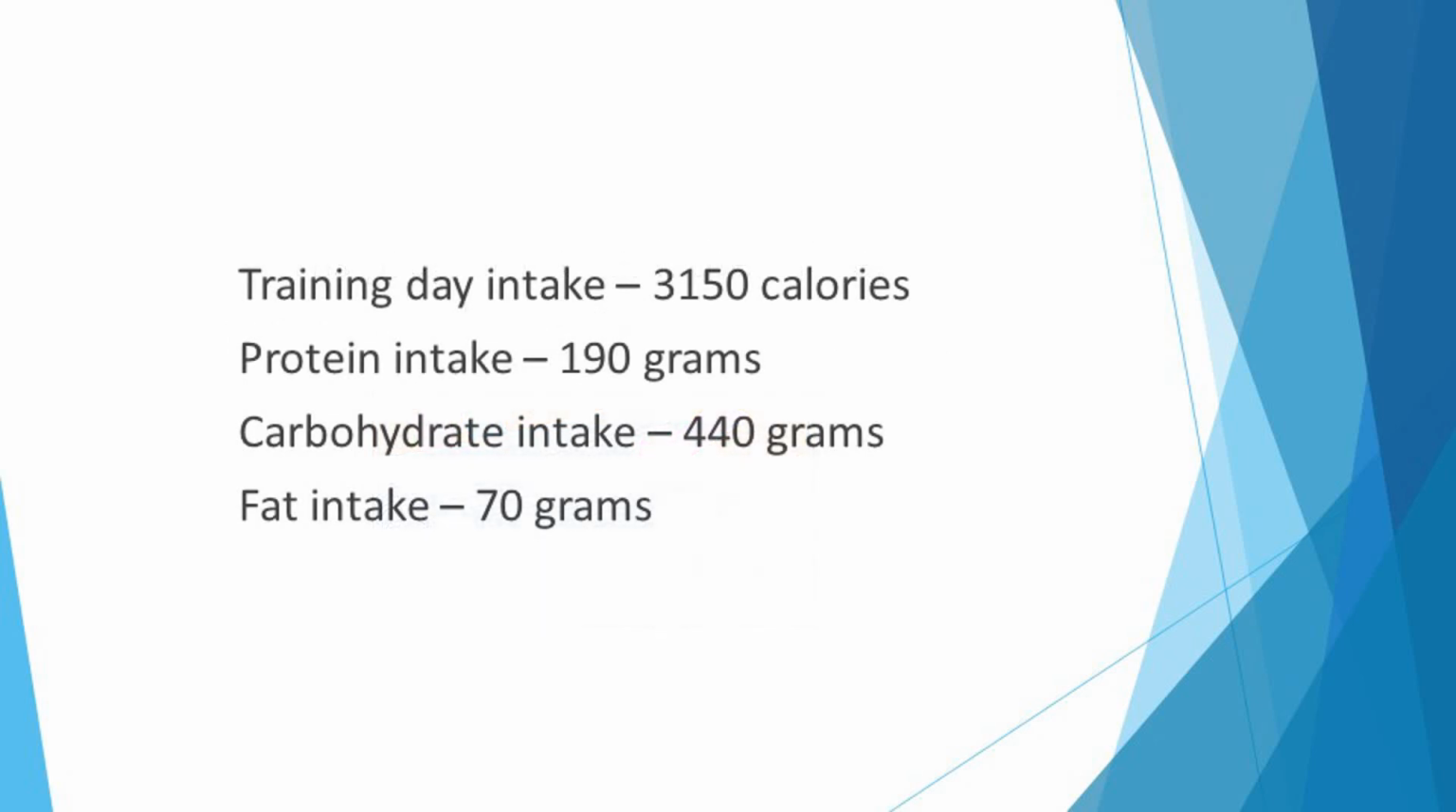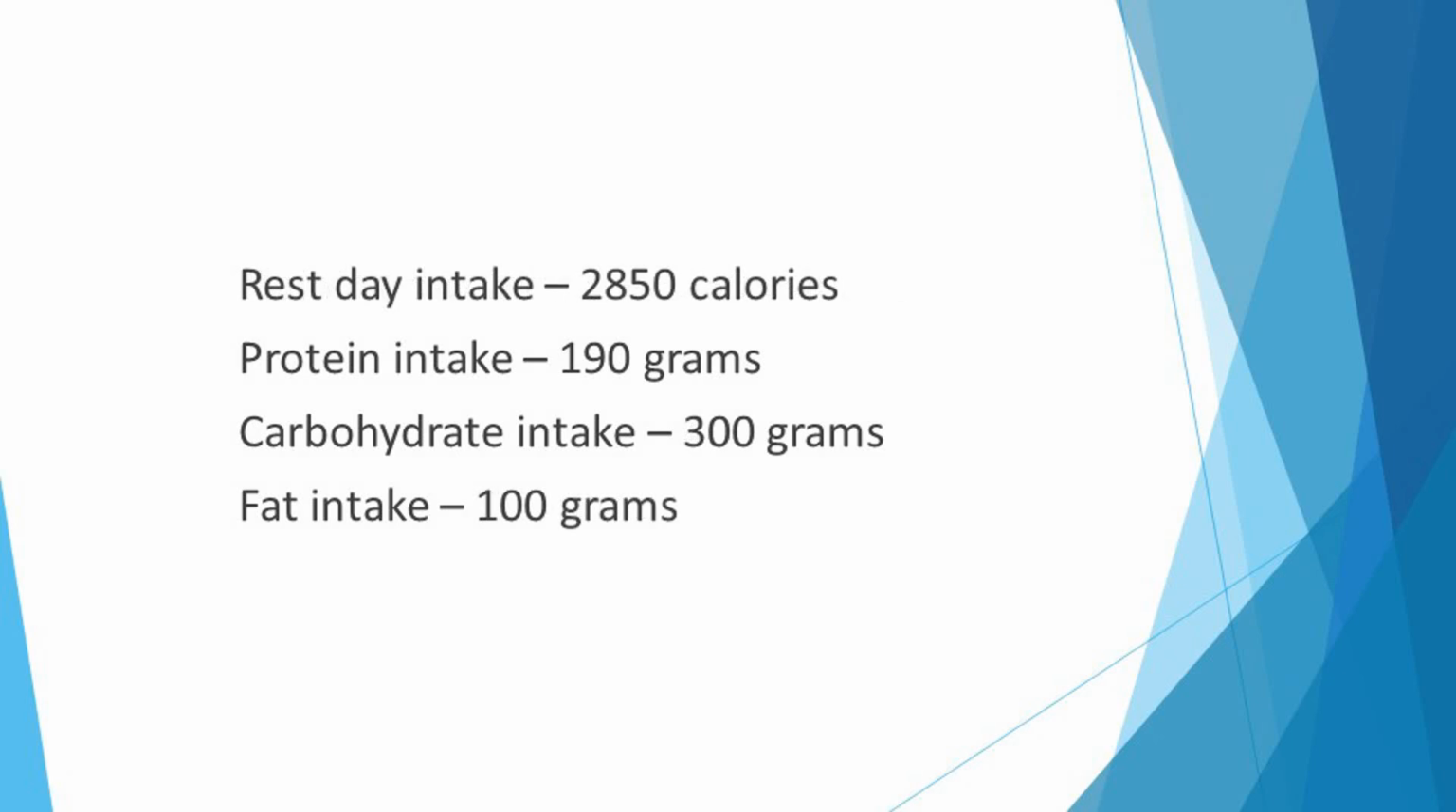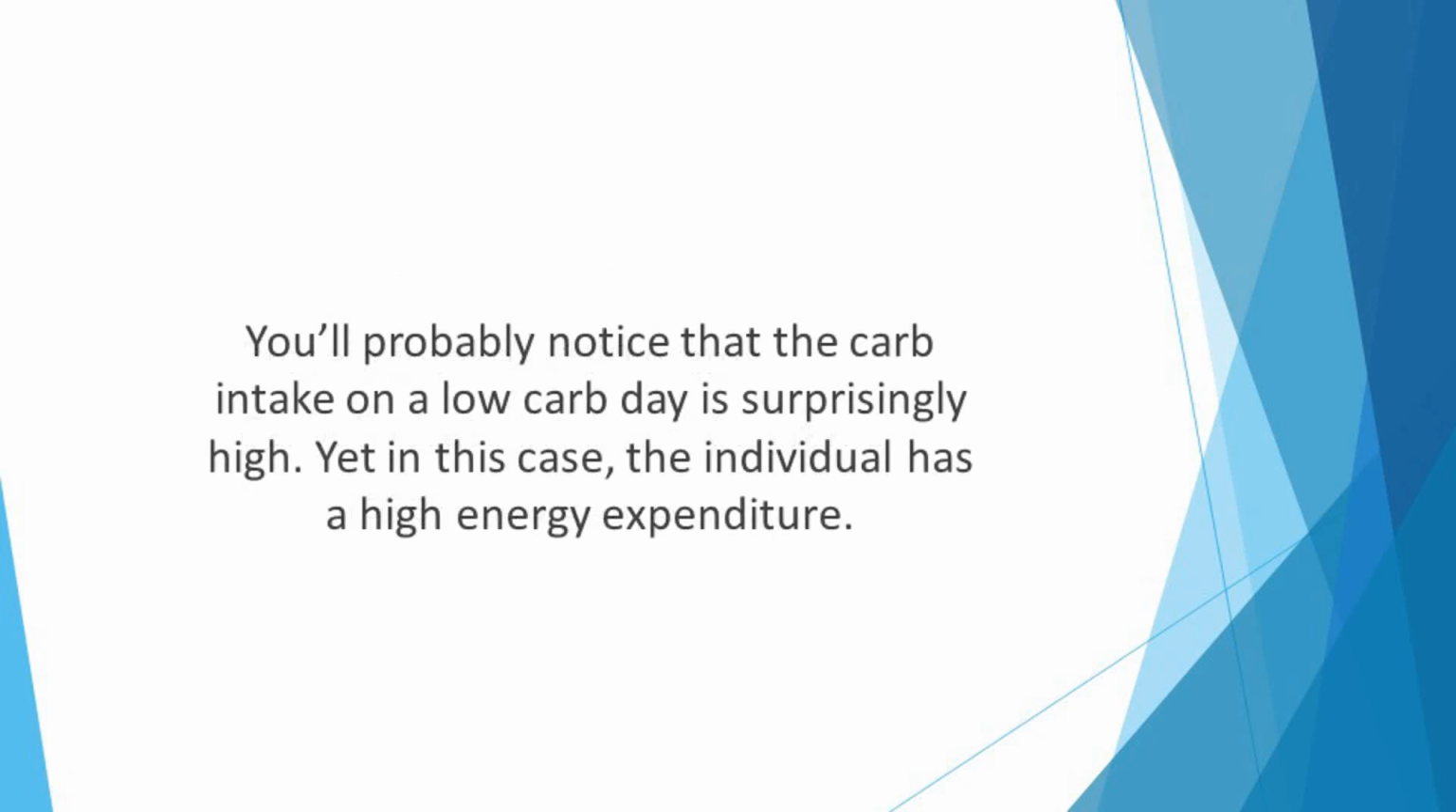Training day intake, 3,150 calories. Protein intake, 190 grams. Carbohydrate intake, 440 grams. Fat intake, 70 grams. Rest day intake, 2,850 calories. Protein intake, 190 grams. Carbohydrate intake, 300 grams. Fat intake, 100 grams. You'll probably notice that the carb intake on a low-carb day is surprisingly higher.